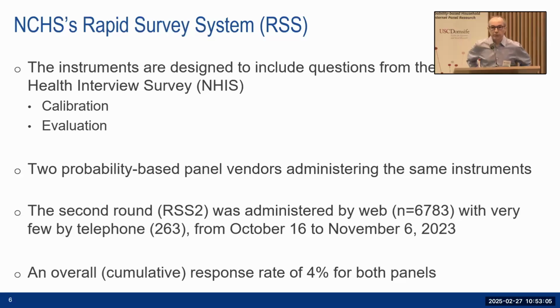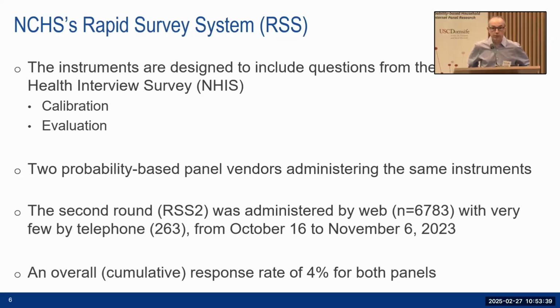I'm not going to spend much time on the rapid survey system, but this is, again, the same source. This is wave 2 of the data that Randy talked about. There were a number of National Health Interview Survey variables that were added to the panel, partly for calibration, many of those for evaluation of potential bias coming in from the panel data. There were 2 probability-based panel vendors, as you saw. Again, this is the second round.